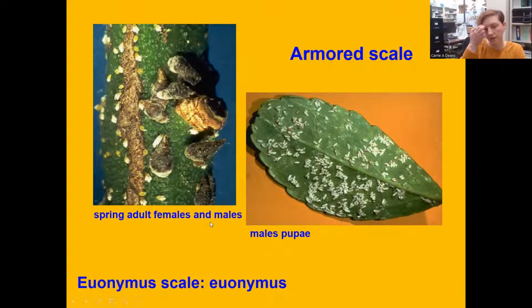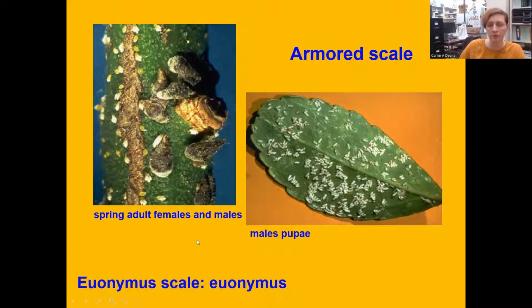So with the soft scales that we talked about, the body of the actual female insect under the waxy coating is actually attached to the waxy coating. So if you're able to pull a soft scale off a plant, you should be able to see the insect underneath. For armored scales, they're actually not attached physically to their waxy coating. So if you pull a scale off, it's not necessarily going to take the insect off with it.